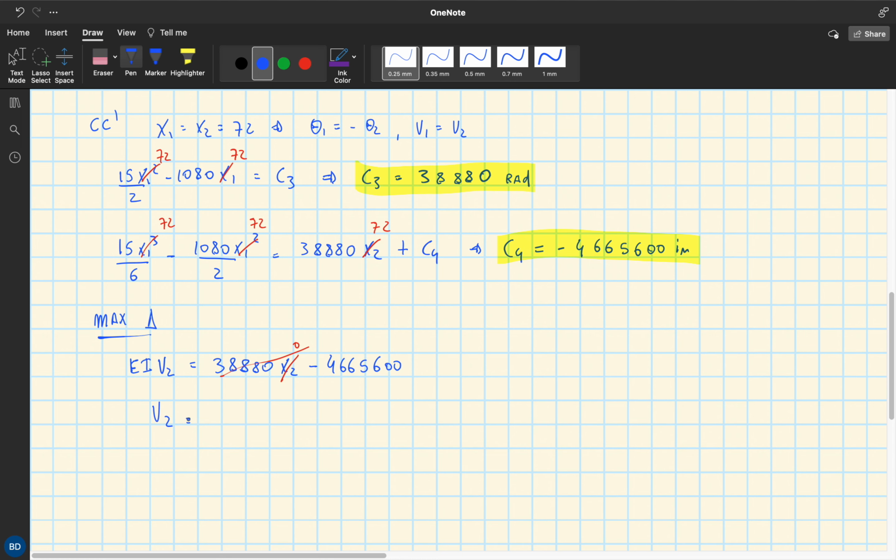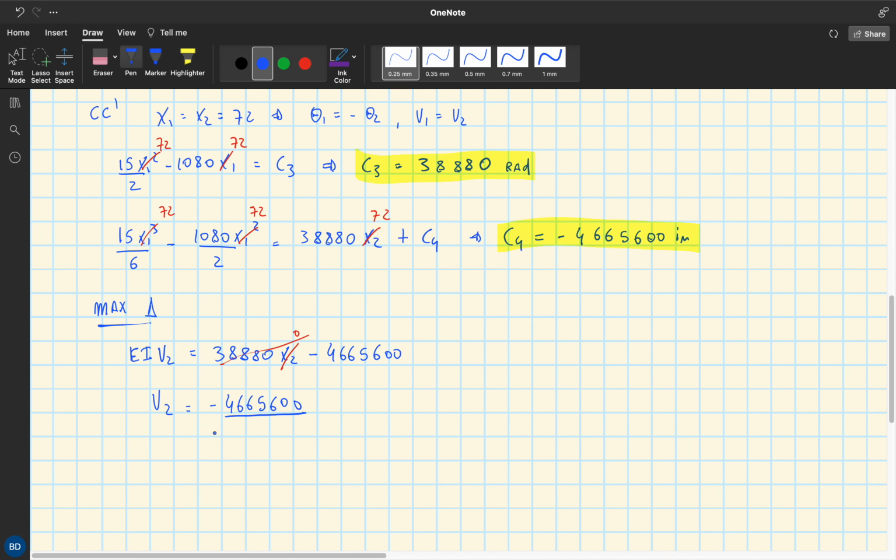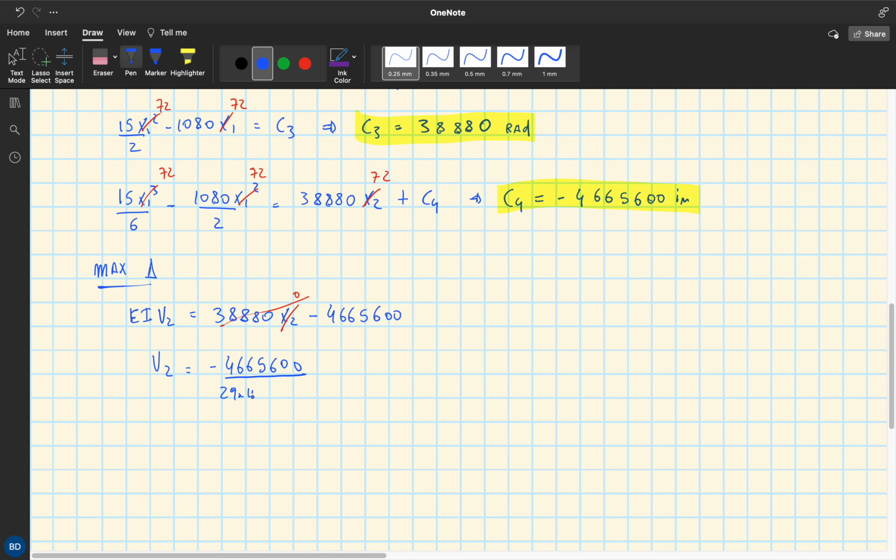So we have V2 is going to be equal to negative 4665600 over the EI, which is 29 times 10 to the third times 500. And then if you do this calculation, you're going to find that V2 is going to be equal to 0.32 inches. Okay, I remove the negative sign because it doesn't matter, we are looking just at the displacement. We know that the negative is because it's going down, so the displacement here, 0.32, is going to be the maximum.